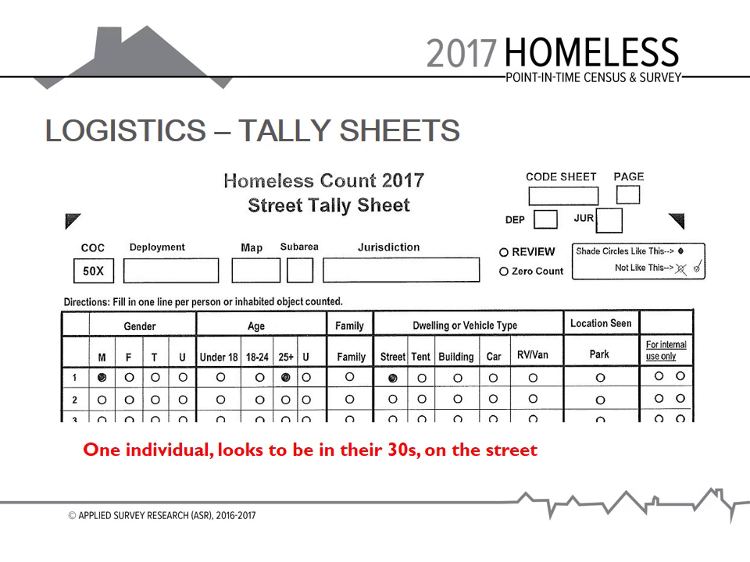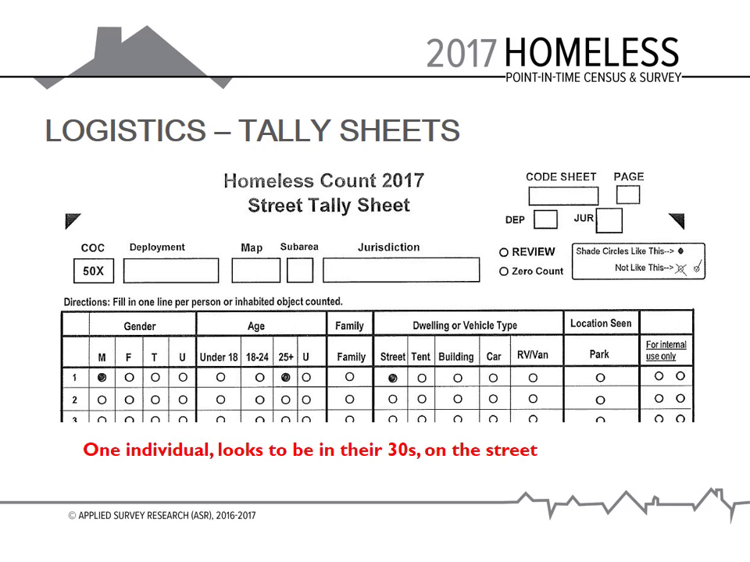All right, so the next few slides will be some samples of how to fill in your tally sheets. So on the bottom in red, you see one individual who looks to be about in their 30s on the street. So you'll go through and mark line number 1, fill in for male if the individual is a male. If the individual is a female, you can bubble F. T stands for transgender. U stands for unknown.